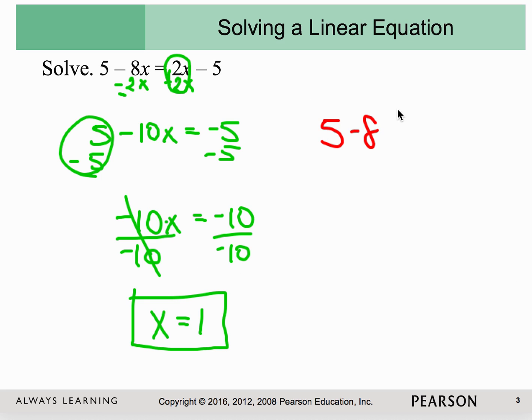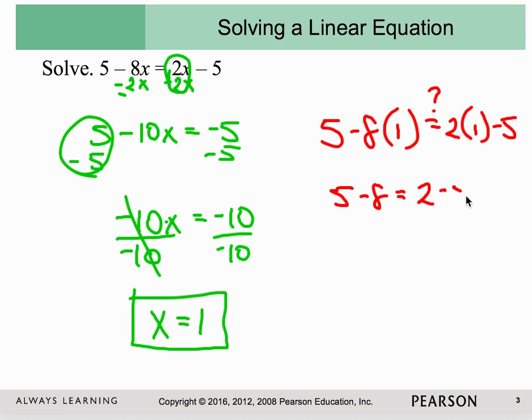5 minus 8 times 1 equals 2 times 1 minus 5, and I want to know, is that true? So is 5 minus 8 the same thing as 2 minus 5? Is negative 3 equal to negative 3? Yes. Perfect.